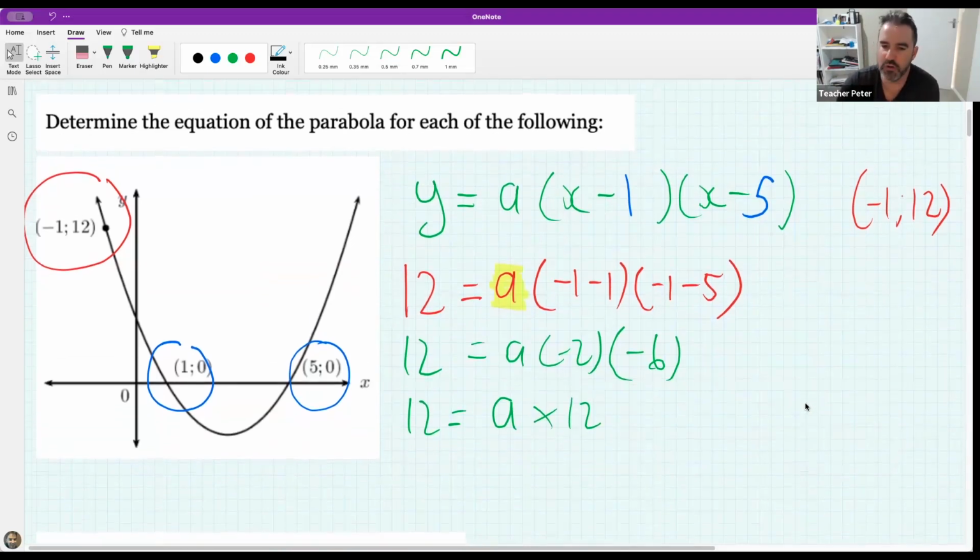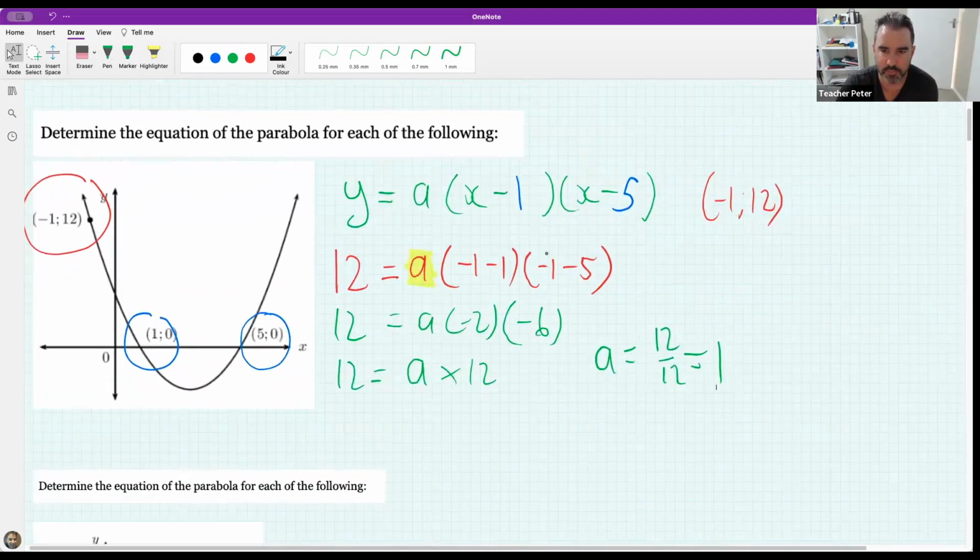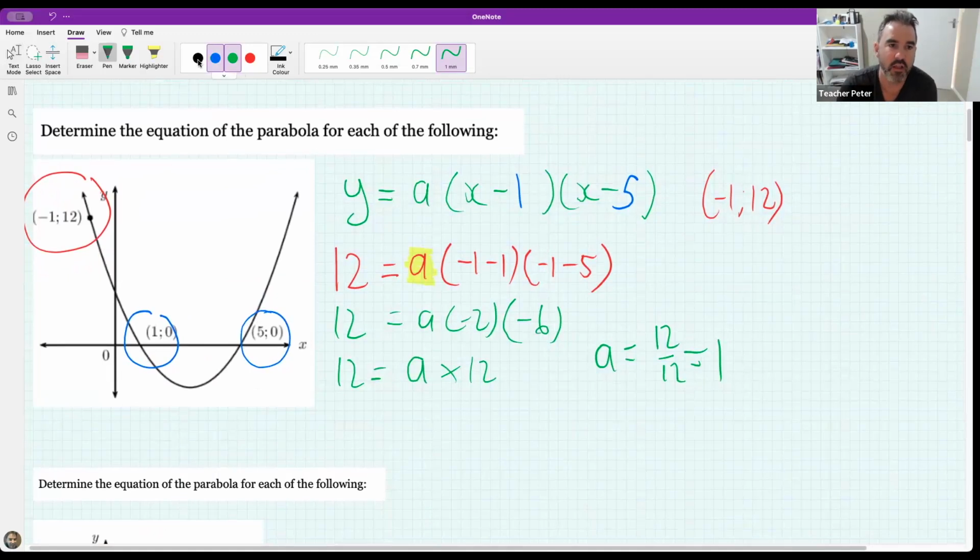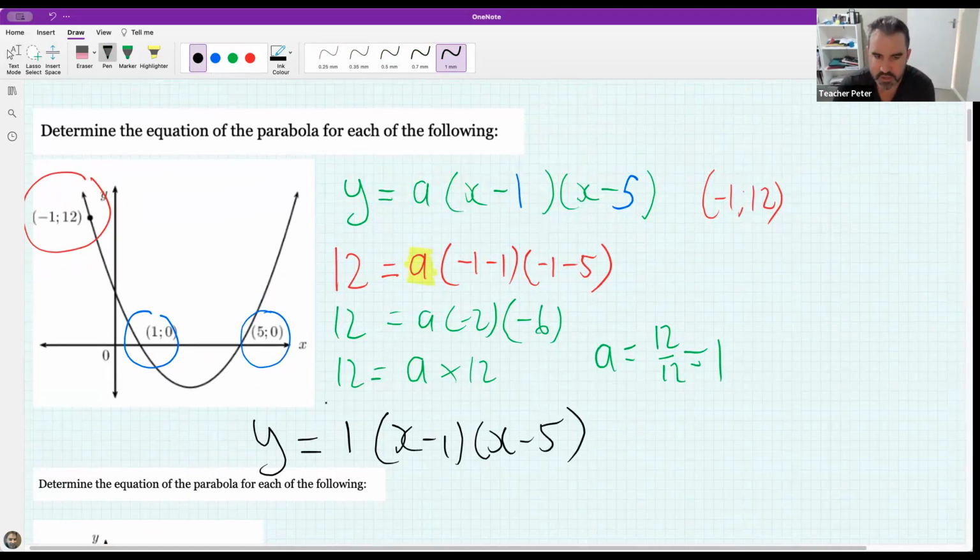So the only value that I can see for A that's possible is if I bring the 12 across, I have 12 over 12, which is 1. All right, so now the question is, what is the equation of this parabola? That's what they asked me. Well, the equation of the parabola is 1 in front with a (x minus 1)(x minus 5). So the 1 was the thing that helped us do the work.